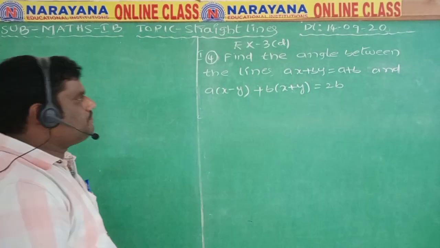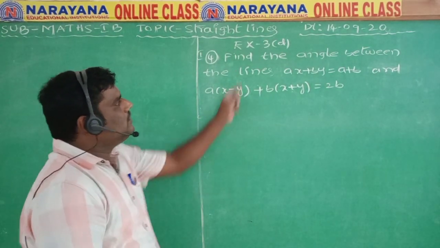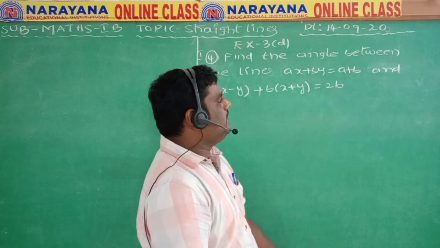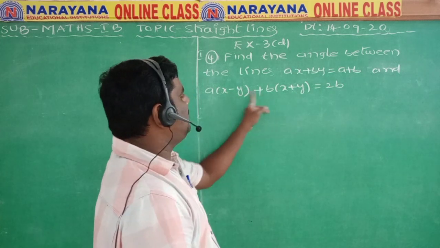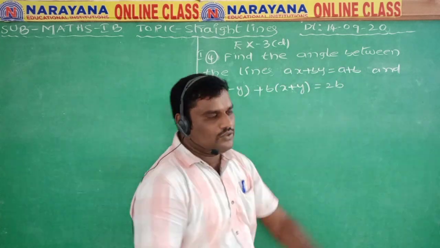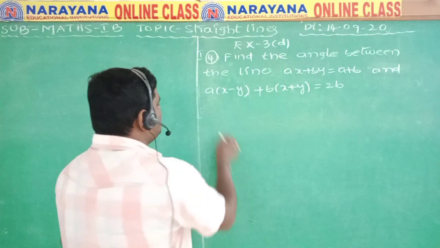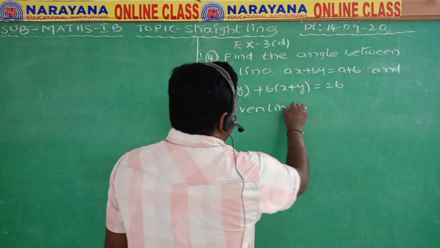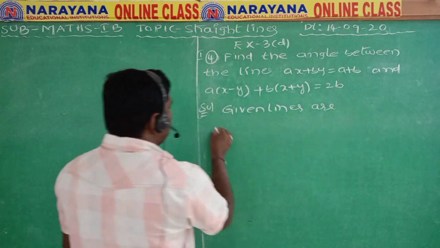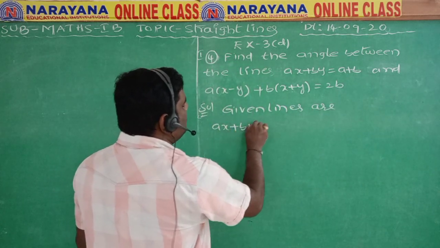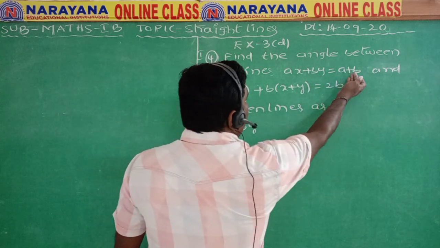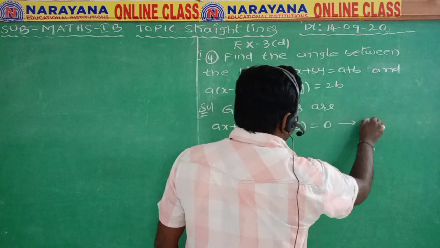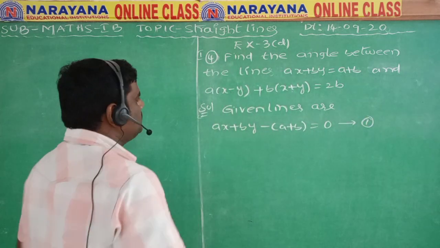Next sum is first sum of the fourth sum. Find the angle between the lines ax + by = a + b and a(x - y) + b(x + y) = 2b. Now, first I can write the given lines. Given lines are ax + by = a + b; it comes to the left side: ax + by - (a + b) = 0. This is equation 1.